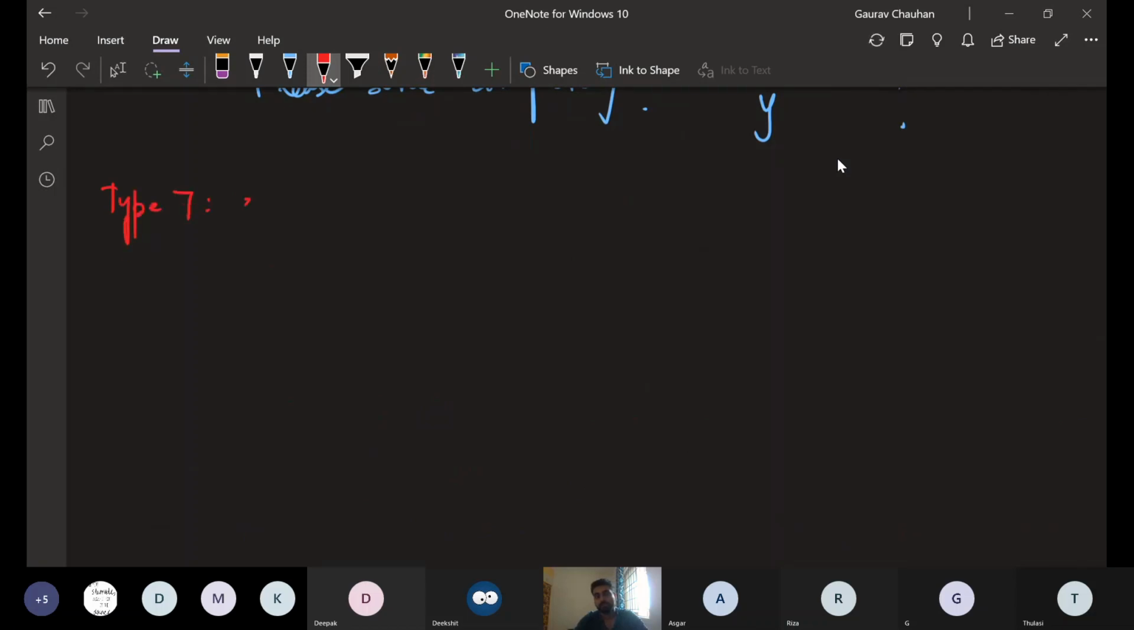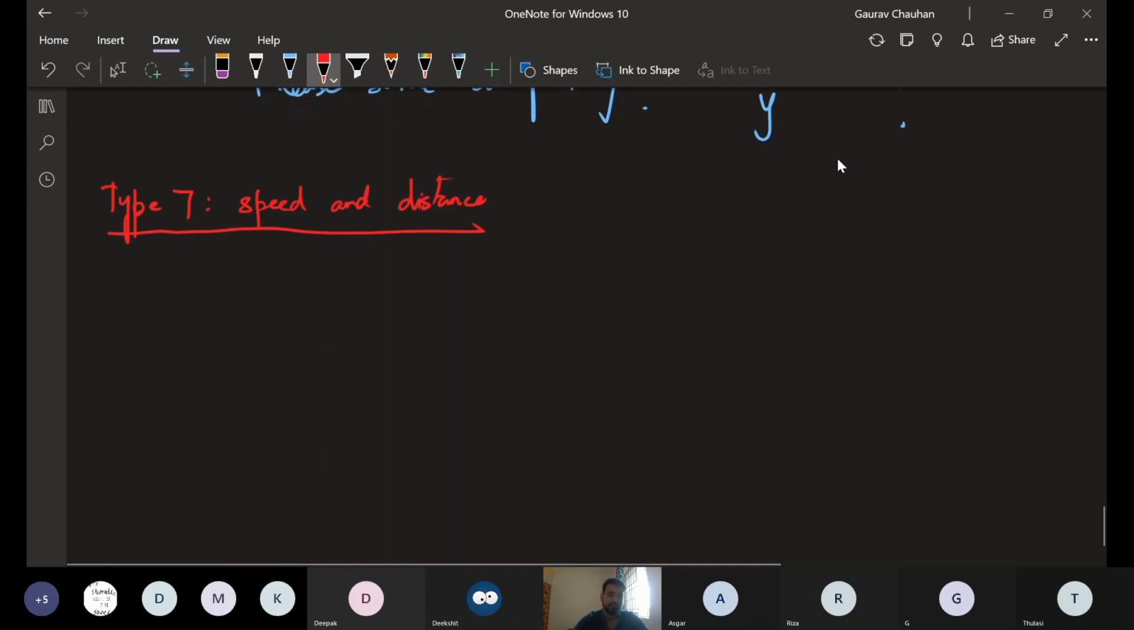Type 7, speed and distance is the heading. Before I go to any question, I want us to quickly talk about speed and distance.